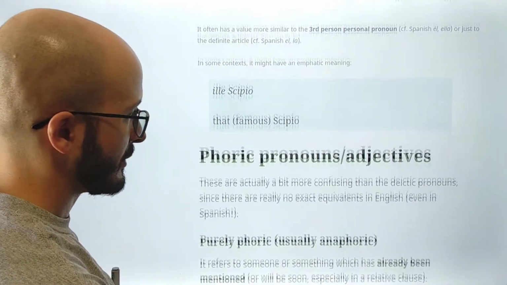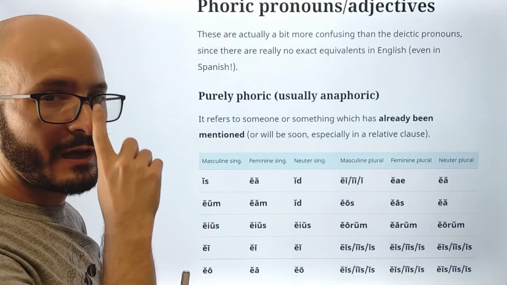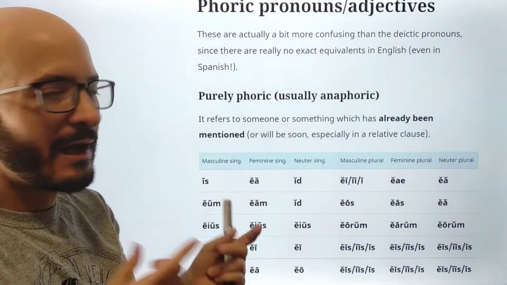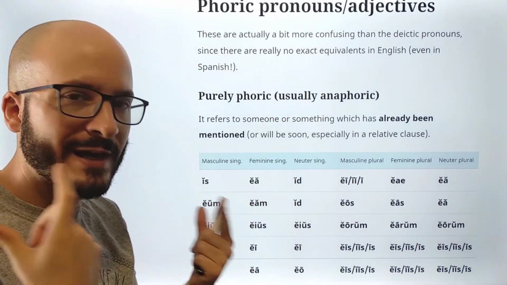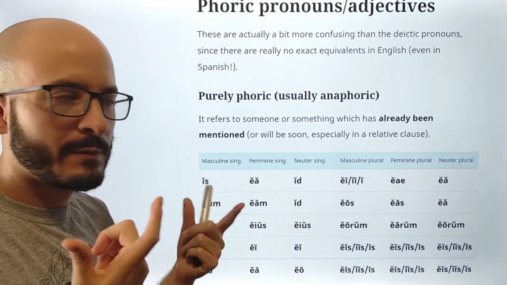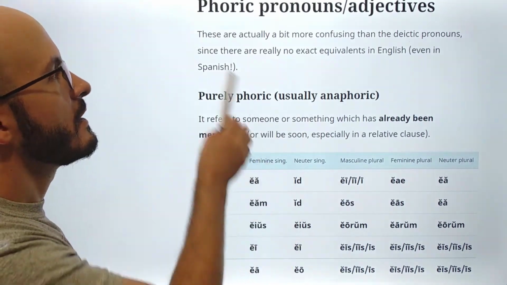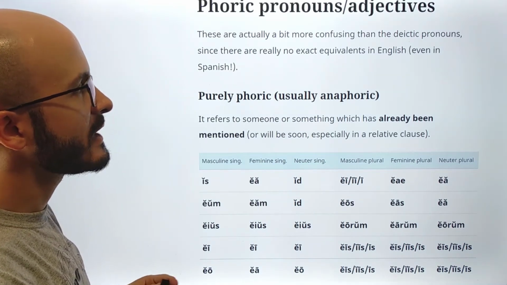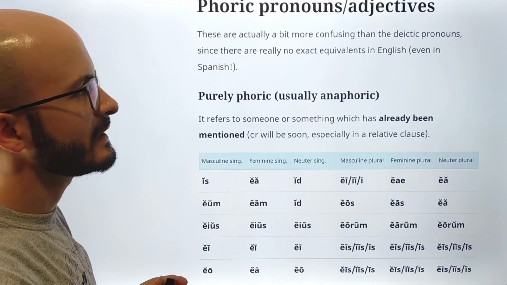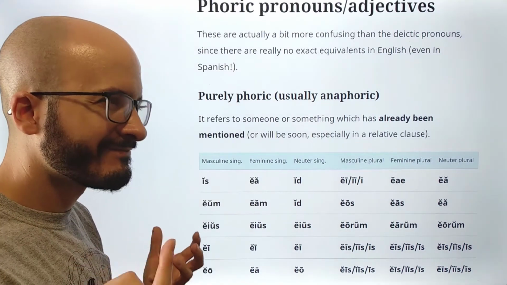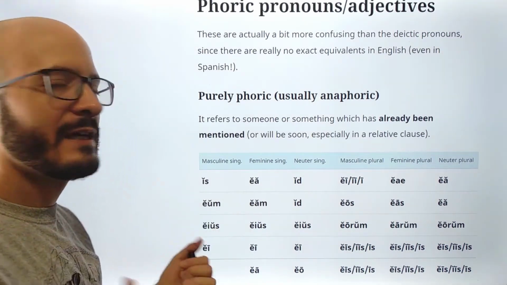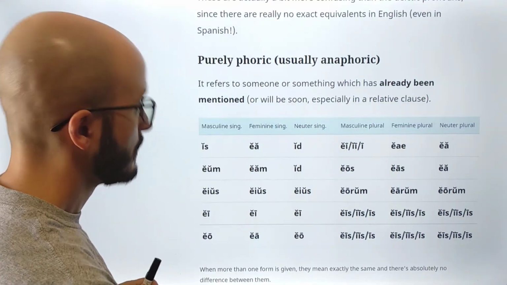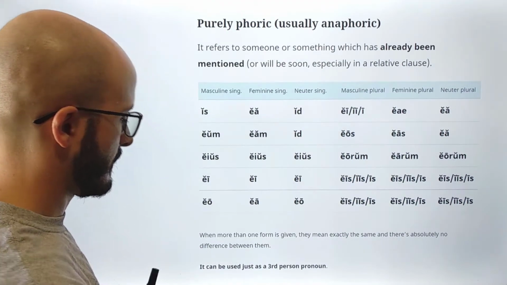Now, the phoric pronouns. Now, this is actually harder. Morphologically, it is more or less the same, but knowing how to translate each of them might be a bit more confusing, let's say. These are actually a bit more confusing than the deictic pronouns, since there are really no exact equivalents in English. Even in Spanish, there are no exact equivalents, no? So it depends a lot on the context.